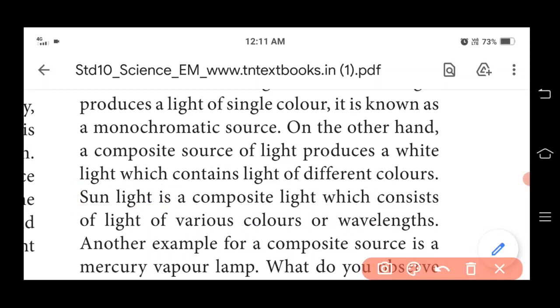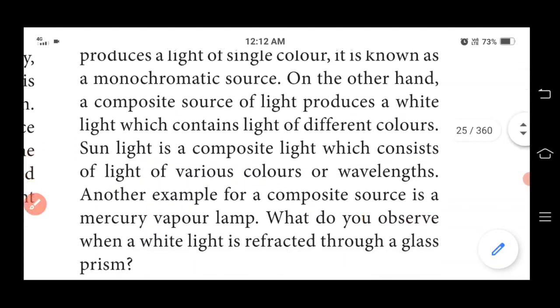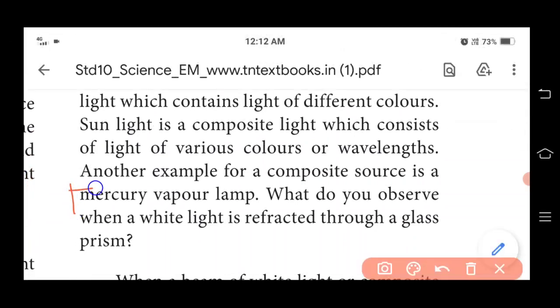And then our next question, which is the artificial source of composite light? The answer is mercury vapor lamp. Mercury vapor lamp is an example for an artificial source of composite light. Another question, what do you observe when white light is refracted through a glass prism? Students, the white light will split into its constituent colors, which are 7 colors.